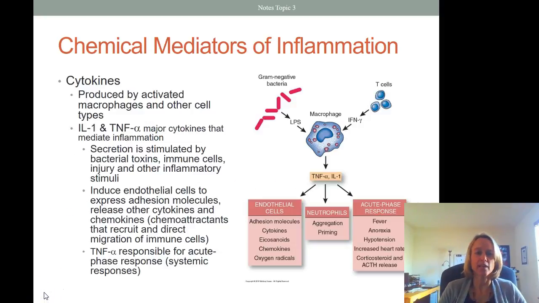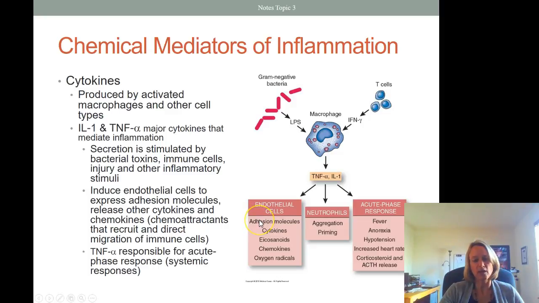Okay, we also have cytokines, and I mentioned that there are so many, and you certainly do not need to know them all. But you should know that these can be produced by a variety of cell types. These are chemical mediators, and the two major ones involved in inflammation I'm just going to mention, and that's IL-1, interleukin-1, and TNF-alpha, tumor necrosis factor alpha. And they are secreted in response to bacterial toxins, immune cells, and injury. And part of what they do is they induce expression of adhesion molecules.